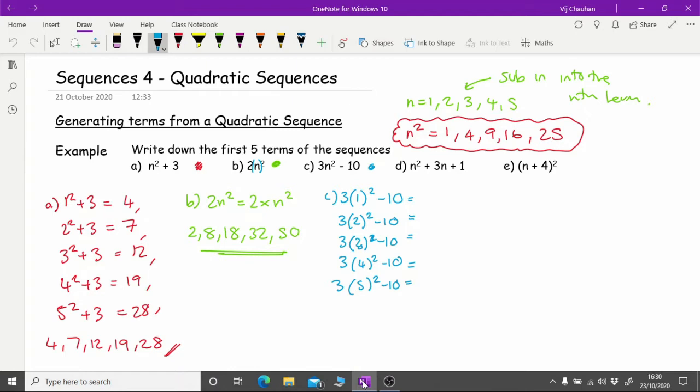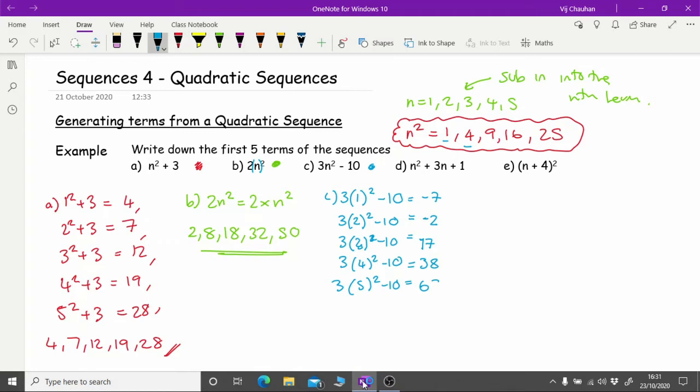Now again, obviously we can use the numbers in the red bubble because it comes in handy. So basically what I'm going to do here is 3 times 1, which is 3, take away 10, which is minus 7. Then 3 times 4, which is 12, take away 10 is minus 2. And then if I repeat the process, I'm going to end up with 17, and then 38 and 65 for the remaining 3 other terms.